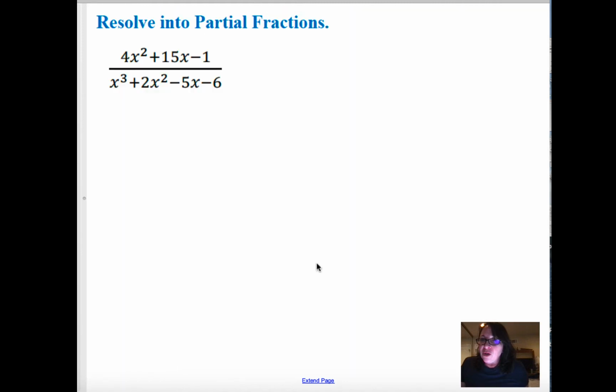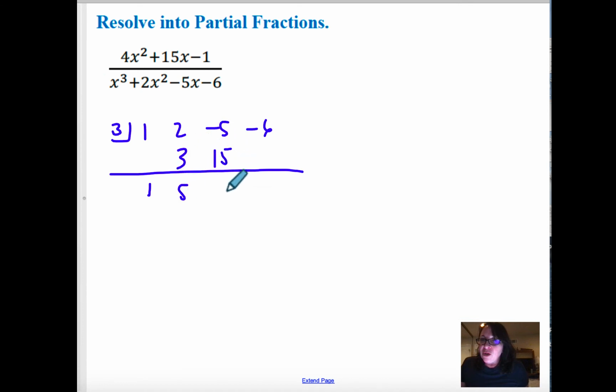For the next problem, I love this problem actually. You're probably not going to see a 3 by 3, but I just thought it would be fun for you to know how to do this. You do need to be able to factor this, and so I think what I tried was 3. Did I? 1, 2, negative 5, negative 6. Let's just review this. 1, 3, 3 plus 2 is 5. What's that? 15, 10, 30. Oh, that didn't work. Whoops.